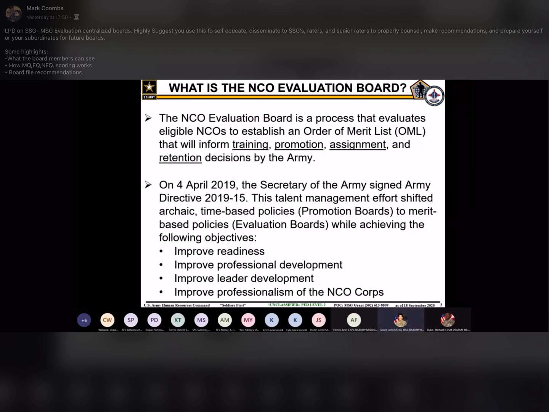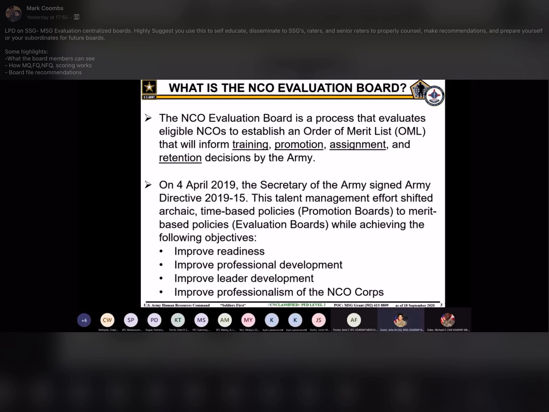So what is the NCO evaluation board? First I'll start off with the promotion selection board. I know many of you were probably promoted on a promotion selection board. If there are some staff sergeant promotables in the audience, you were promoted on a promotion selection board. You were selected for promotion. The goal of the old promotion board was to promote. That was what the Army wanted to do. The Army conducted a board to determine who is best qualified to select for promotion. We've since moved away from that.